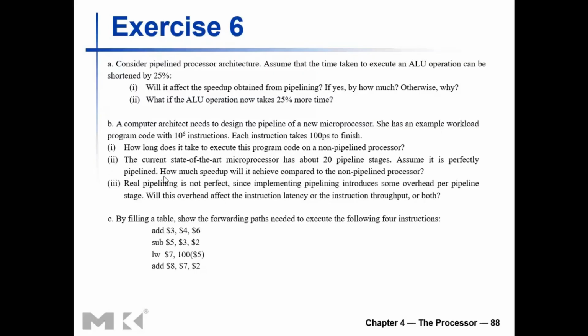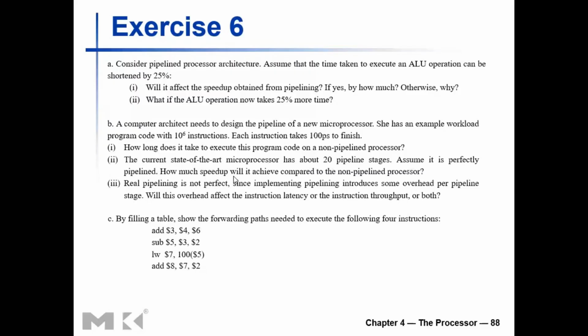Then the second question is, the current state of the art microprocessor has about 20 pipeline stages. The data path is divided into 20 pipeline stages. Assume it is perfectly pipelined, meaning we have divided the workload perfectly evenly. We saw in the MIPS architecture that we just looked at, there's a lot of disparity between the stages. But assume that this 20-stage CPU is a perfect pipeline. Each stage has the exact same workload and there are no overheads added.